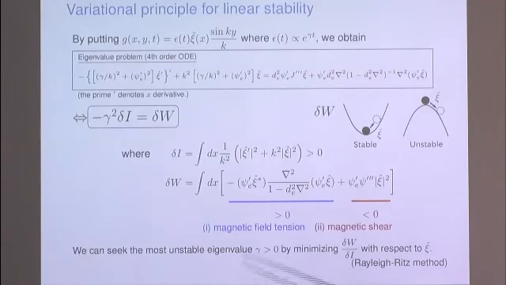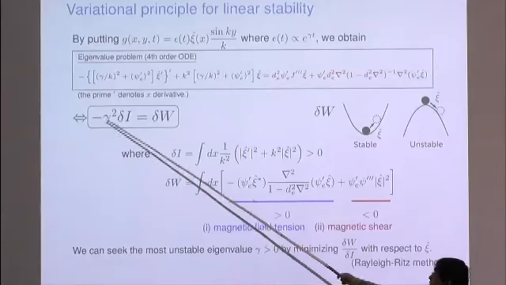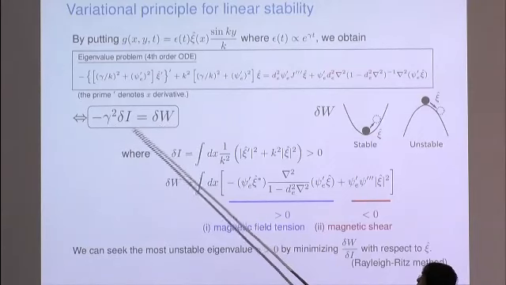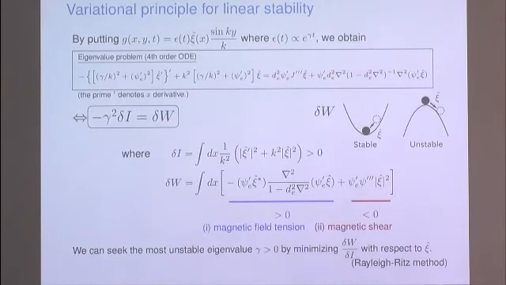So this delta W represents the potential energy, and this left-hand side represents the kinetic energy, and gamma is the growth rate eigenvalue. There are some positive and negative terms, but in any case, we have to seek the most unstable eigenvalue gamma by minimizing this potential energy while keeping this delta I finite. So this is an application of Rayleigh's method for this problem.